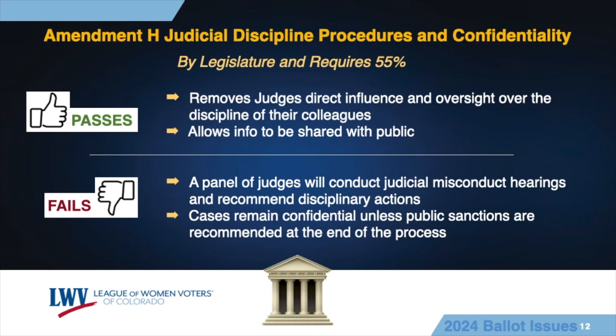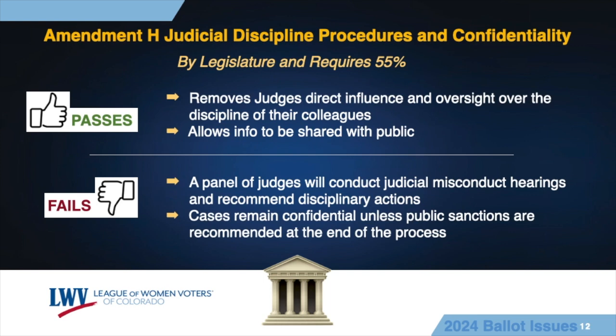What if it fails? A select panel of judges will continue to conduct judicial misconduct hearings and recommend disciplinary actions. Cases remain confidential unless public sanctions are recommended at the end of the process. Why is it on the ballot? This amendment would change the Constitution provisions, which require voter approval to become law.